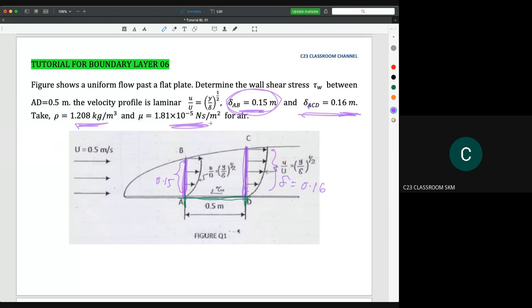So what we need to do is determine the wall shear stress between AD. Previously in our theory, we calculated the shear stress for the whole plate. But for this question, they ask to calculate the shear stress only for this area. We still can solve this one. We could do it like this.